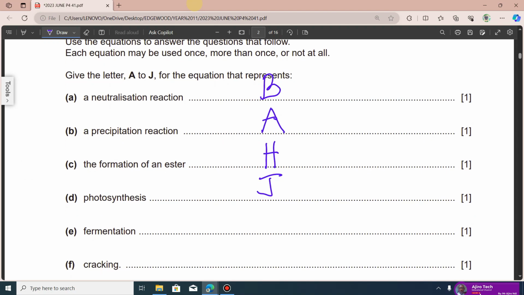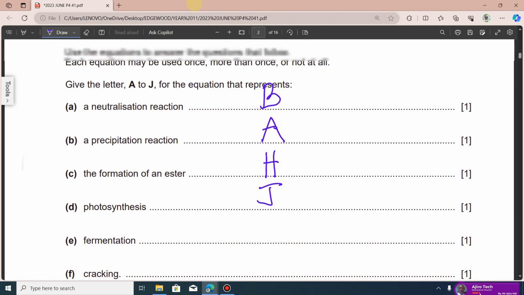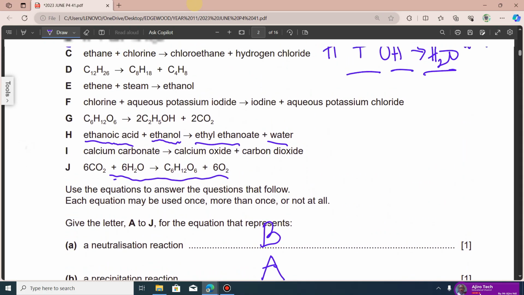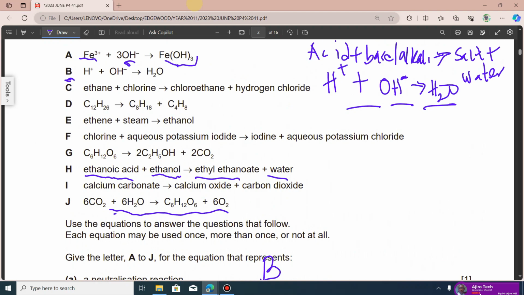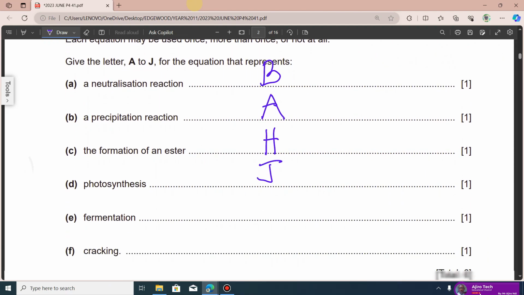And then the next one requires fermentation. Fermentation is the process by which glucose breaks down in the presence of yeast to produce alcohol and carbon dioxide. This is from the knowledge of organic chemistry, the process of fermentation. So G is the answer to this.